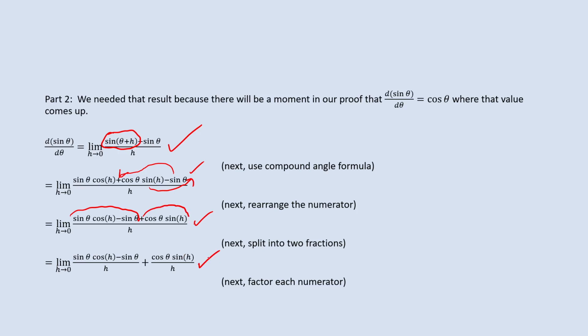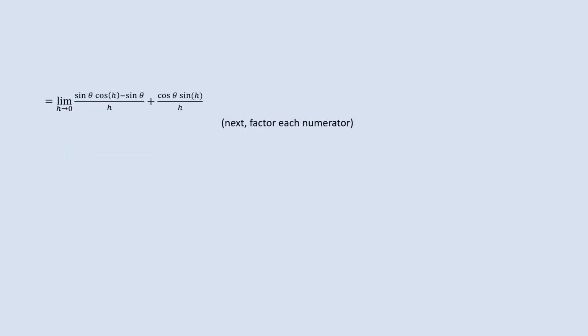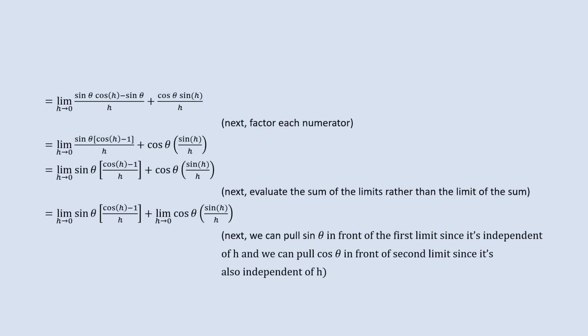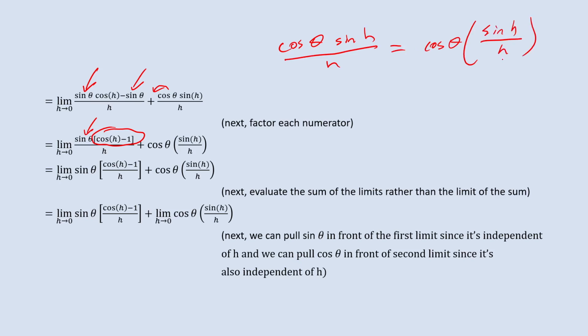Okay? Now, at this point, we're going to factor each numerator. So what that means is we're going to common factor out the sine of theta from this first numerator. When we do that, we're left with cos of h minus 1. And we're going to factor the cos of theta out of this numerator. In other words, the cos of theta times the sine of h over h. Okay? And that gets us to this part right here.